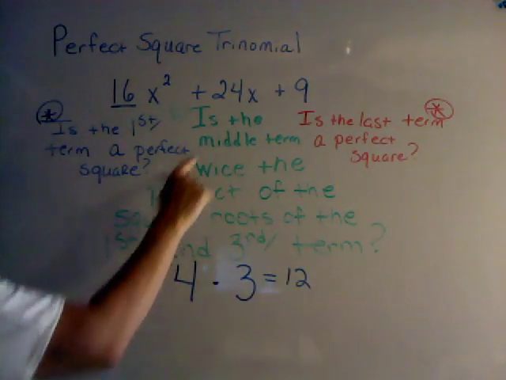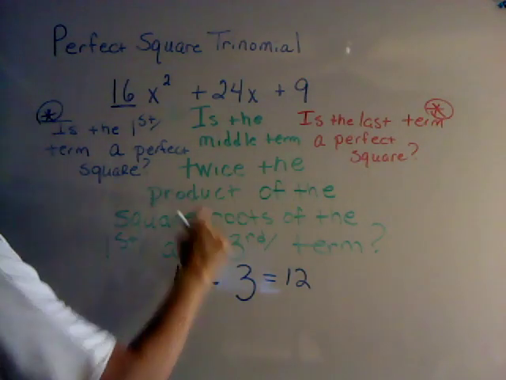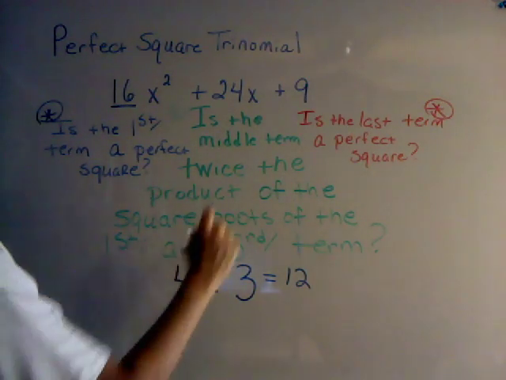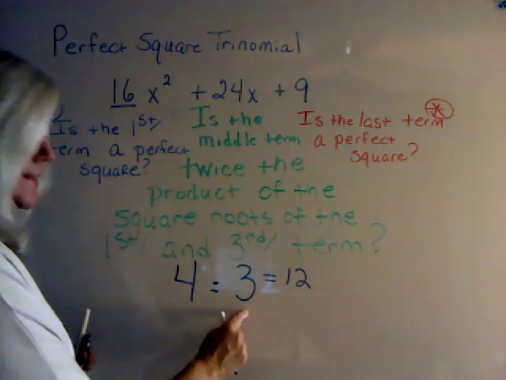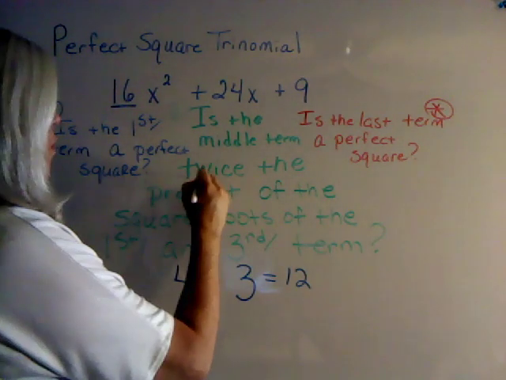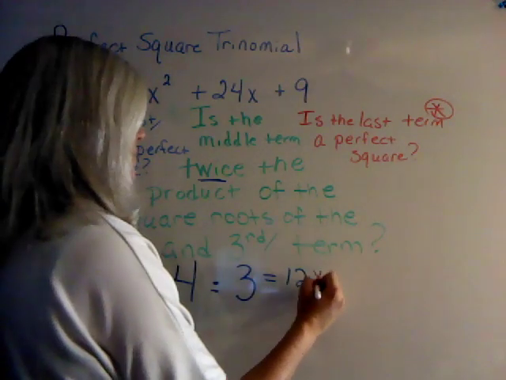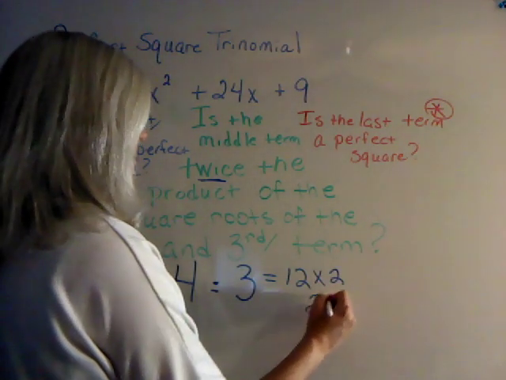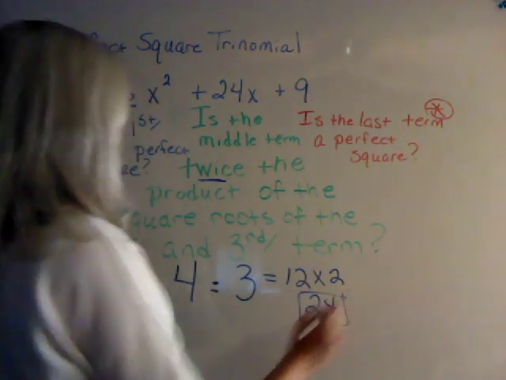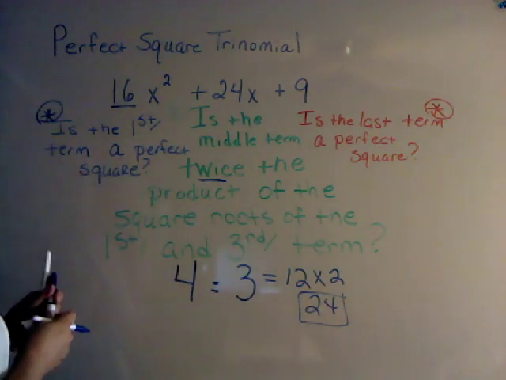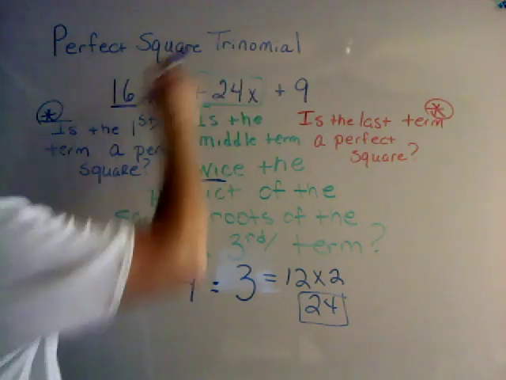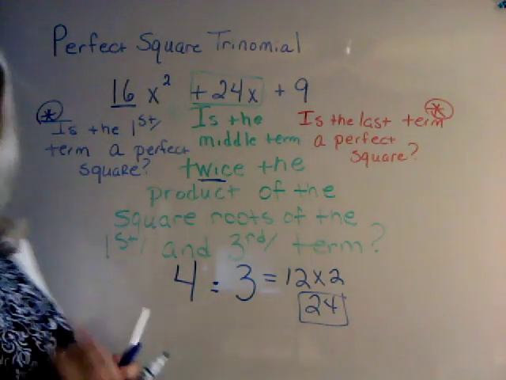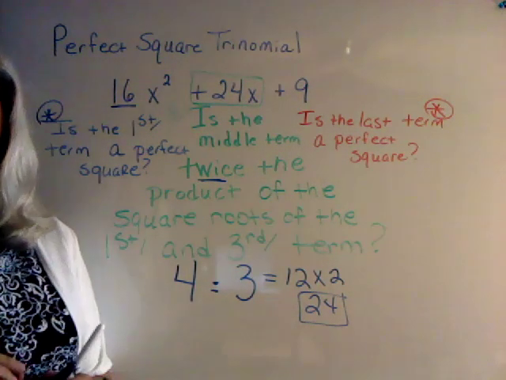Okay, so now it says twice the product, here's my product, of the square roots. I have only multiplied it one time. So it says twice. So now I have to multiply this by 2, and that gives me 24. And then I see if that matches this middle term. And if it does, then it is a perfect square trinomial.